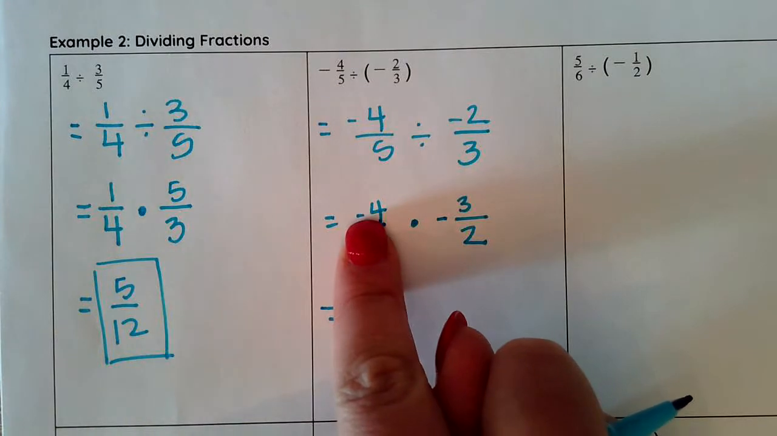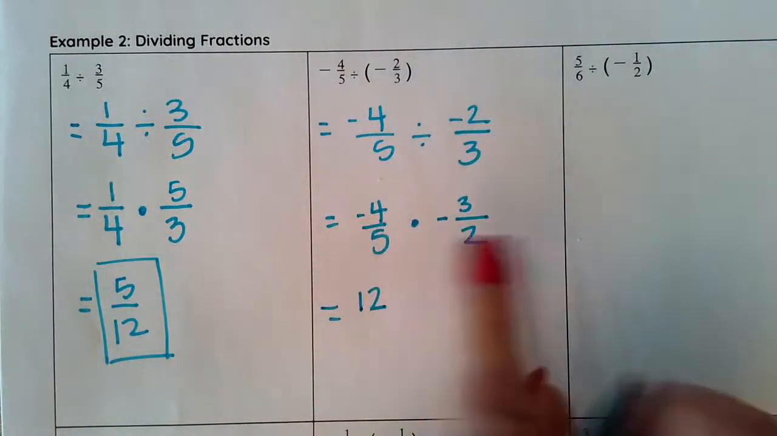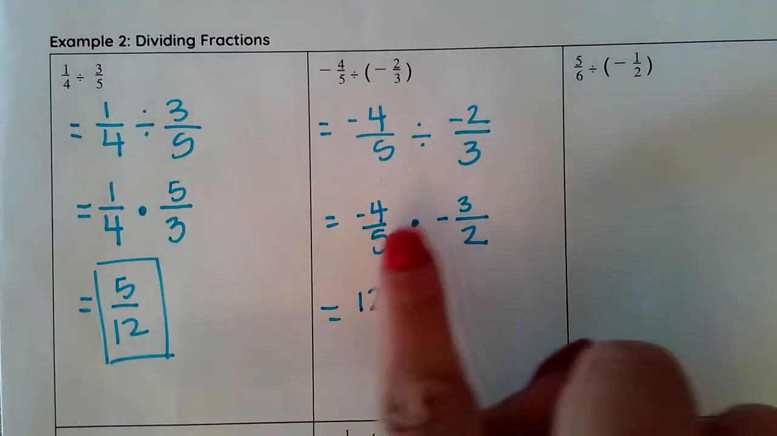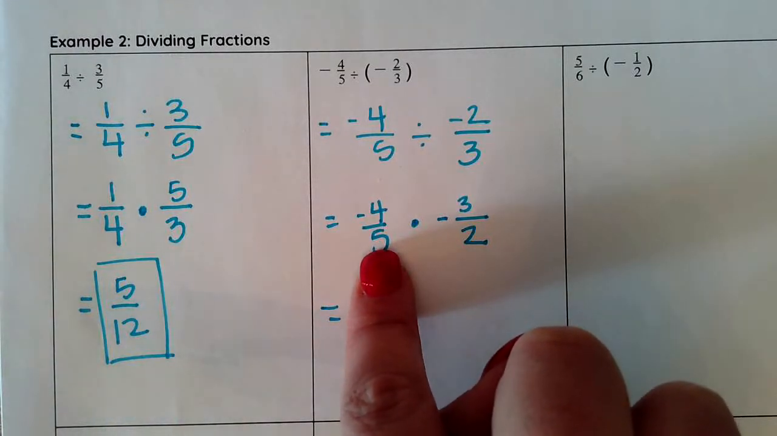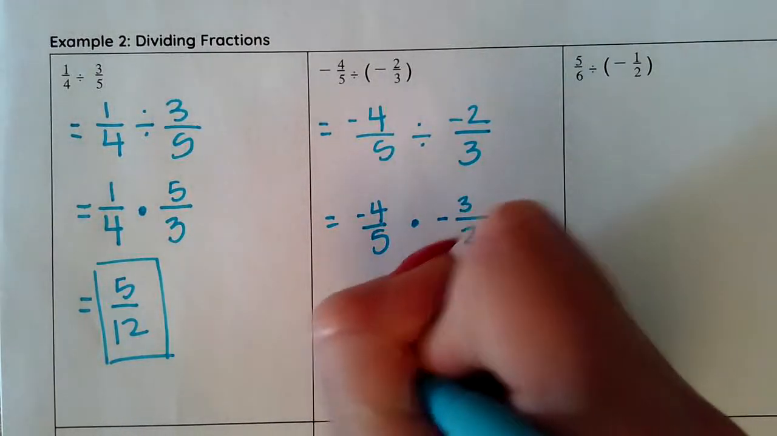I have -4 times -3, which is going to get me positive. Again, two negatives being multiplied together is going to get me a positive. And then I multiply across by 5 times 2, which equals 10.